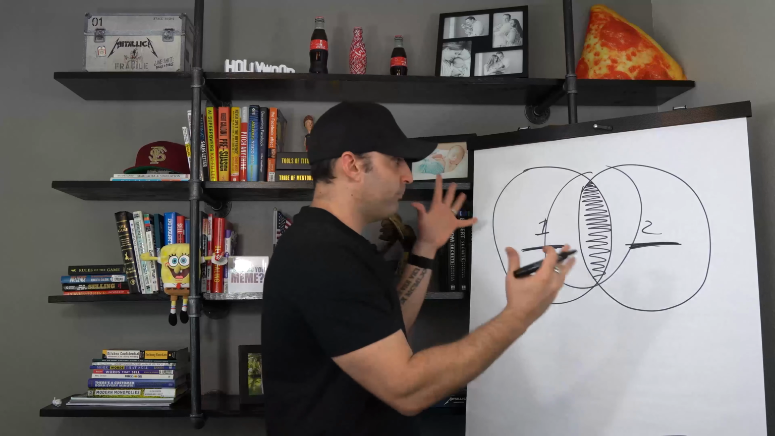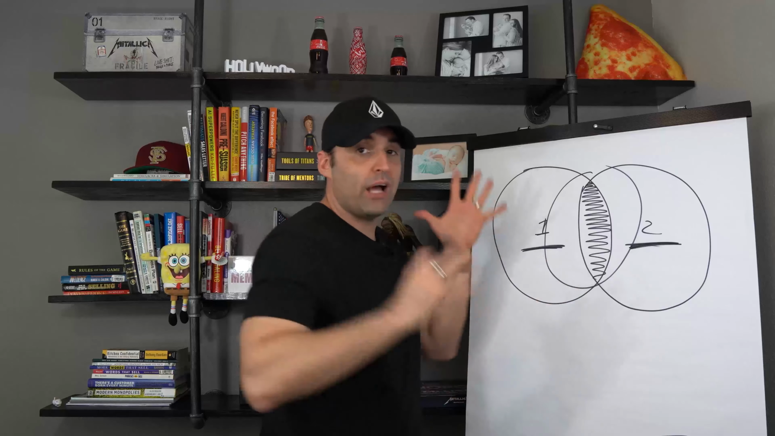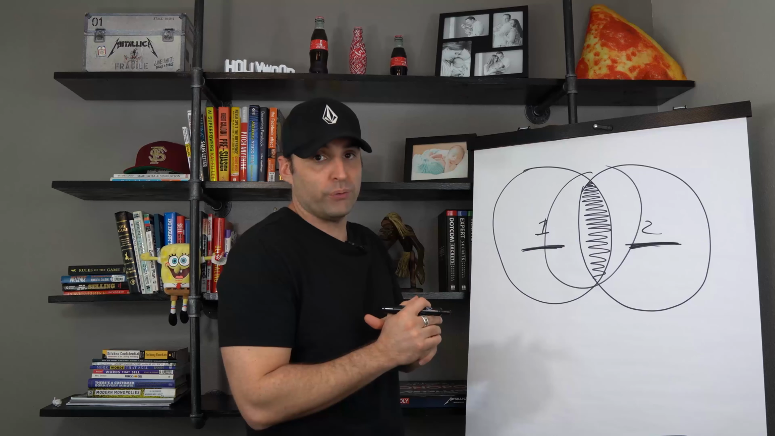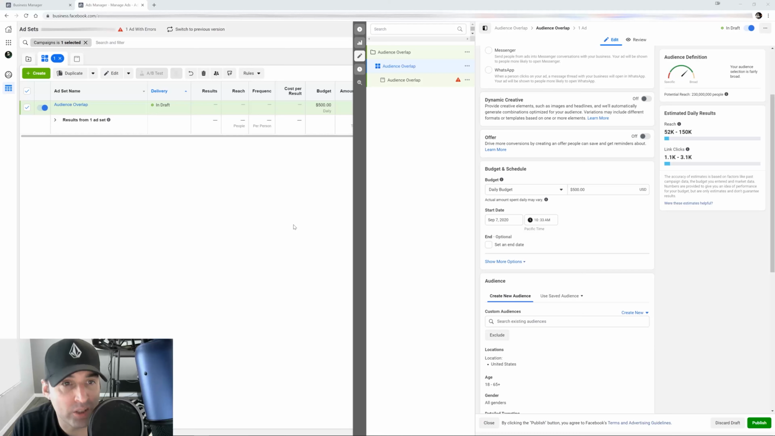Okay, so that's part number one, and I hope that makes sense to you. So now let's jump into my computer. I'm going to show you how to exclude. All right, so I have one of my accounts pulled up in here, and I'm going to walk you through how to avoid that audience overlap when you're trying to scale your campaigns.